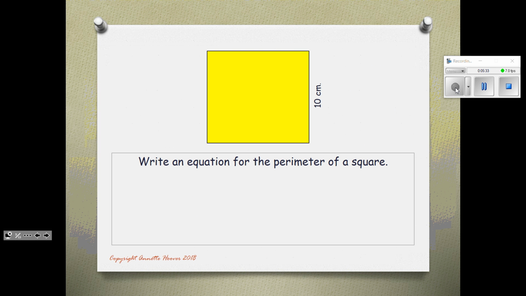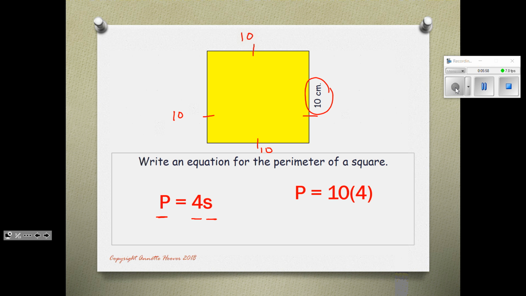Now, a square means that there are 4 equal sides. So what do we know about this? If one side is 10, we know that all sides are 10. So yes, you could go 10 plus 10 plus 10 plus 10, but because 10 is repeated 4 times, we can just say that the perimeter of a square is 4 times whatever the side is. And then if we plug in 10, which is the side, that's 10 times 4, and the perimeter would be 40 centimeters.